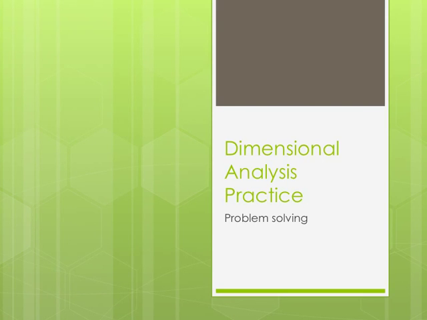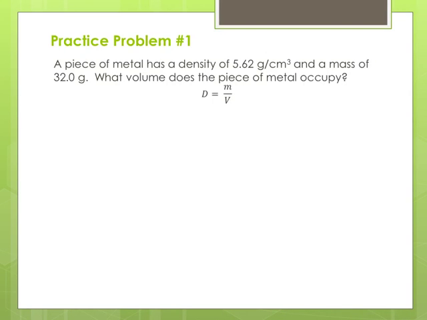Hello class. Today we're going to do some practice dimensional analysis problems, and I'm going to walk you through each of the problems. Practice problem 1. A piece of metal has a density of 5.62 grams per centimeter cubed and has a mass of 32.0 grams. What volume does the piece of metal occupy?